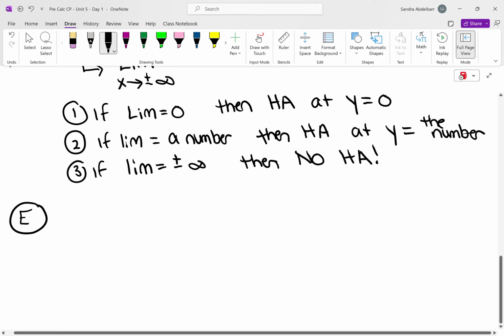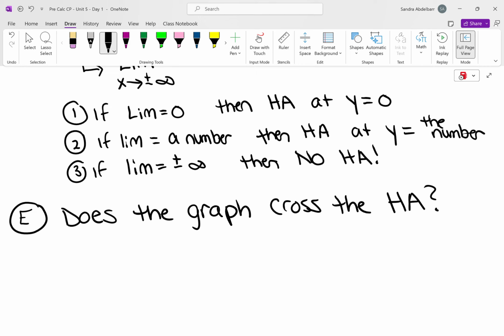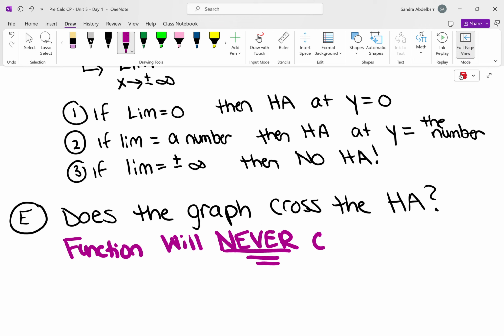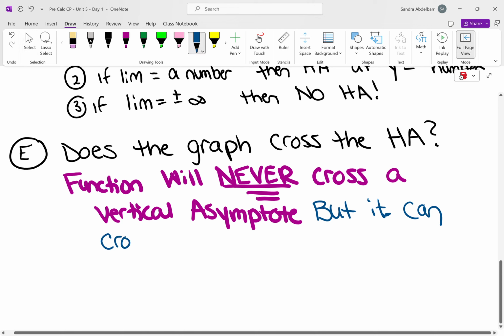Okay, and the last thing we're going to analyze: does the graph cross the horizontal asymptote? So this is a big thing. A function will never cross a vertical asymptote. Never will happen. But it can cross a horizontal asymptote.